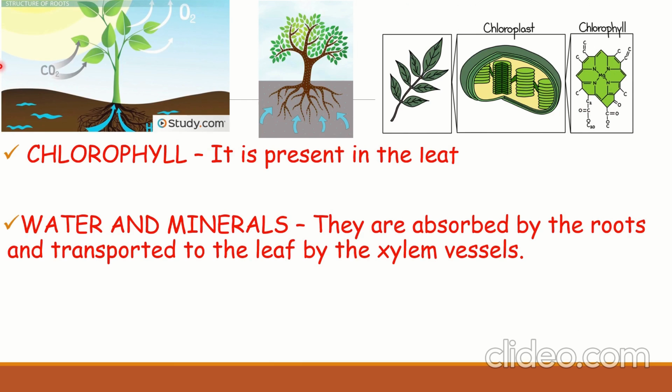Carbon dioxide is taken in by stomata, and water and minerals are present in the soil. They're absorbed by the roots, and then transported through the stem to the leaf and to the branches by xylem vessels. These are a part of vascular tissues. There are phloem vessels too, but the xylem vessels transport water, and they go against gravity through a process called osmosis. It's homework for you: you need to go and research about osmosis.